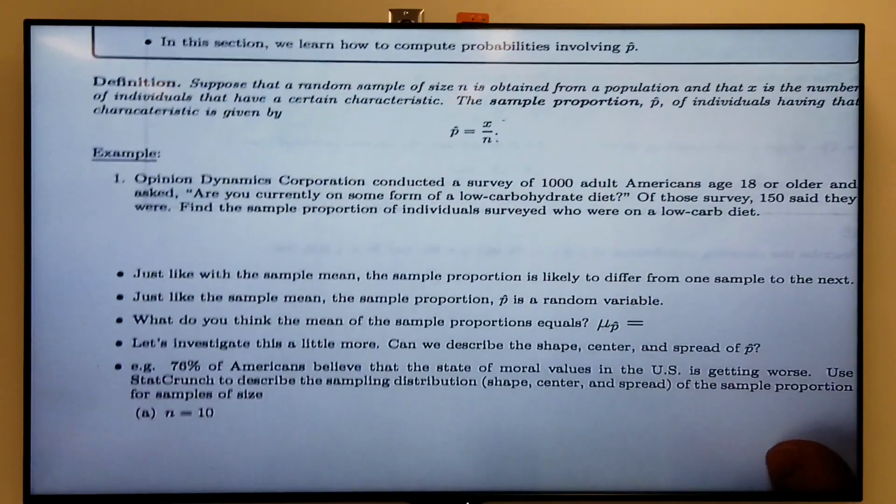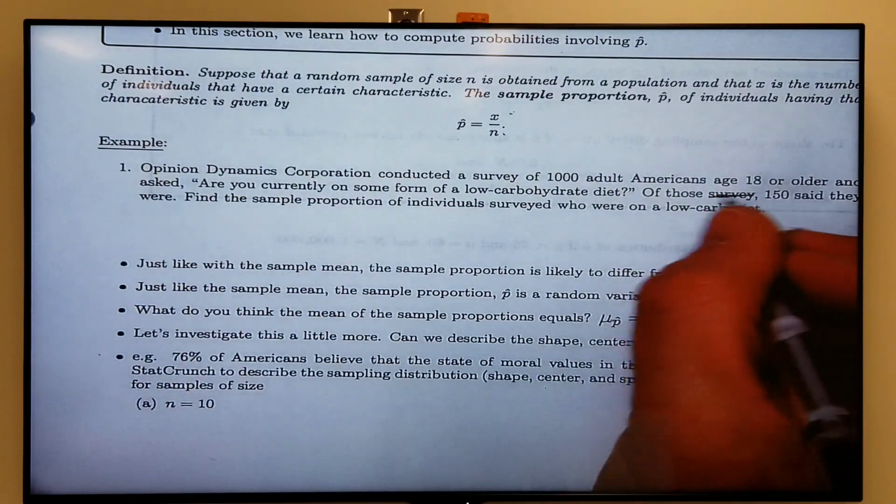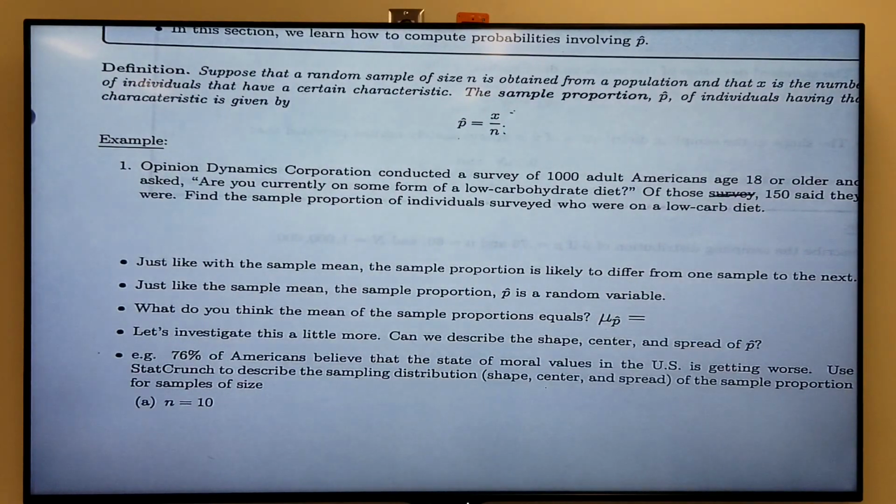For example, Opinion Dynamics Corporation conducted a survey of 1,000 adult Americans aged 18 or older and asked, "Are you currently on some form of low carbohydrate diet?" Of those surveyed, 150 said they were. Find the sample proportion of individuals surveyed who were on a low-carb diet.